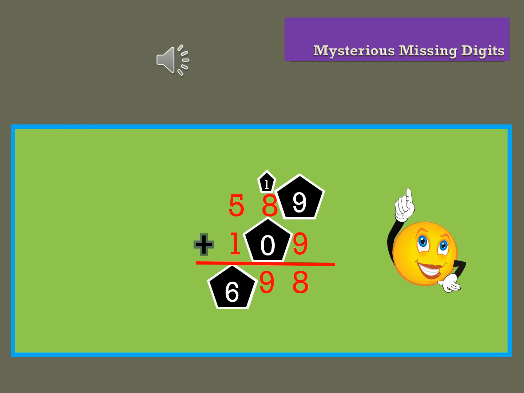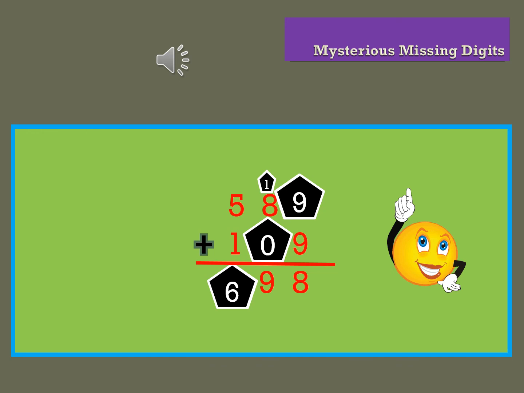8 plus 1 is 9. Our answer is 9, so 0. 9 plus 0 equals 9. Then moving to the hundreds place, 5 plus 1 equals 6.